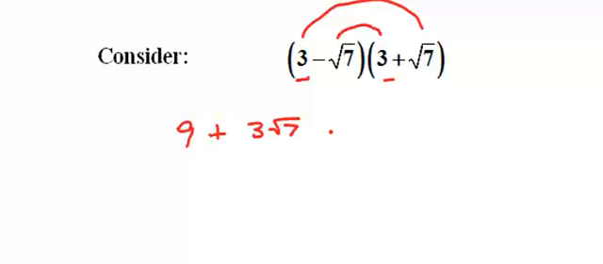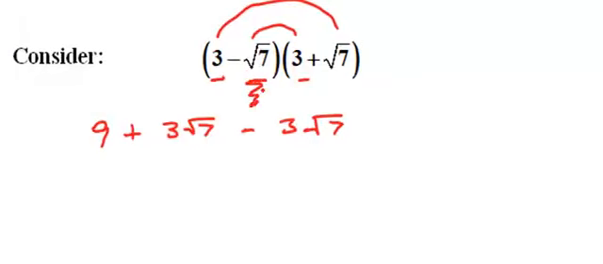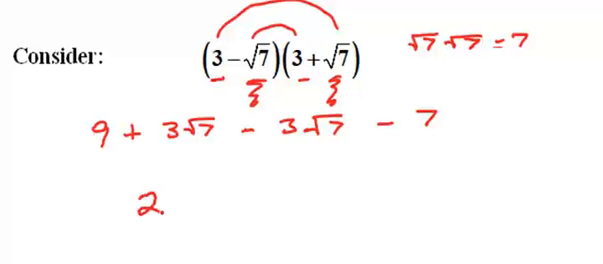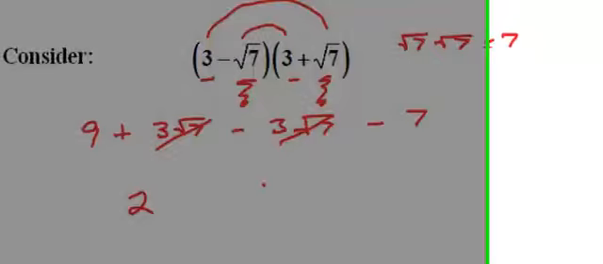Inner times inner, well, we get a negative. And we get 3 times the square root of 7. Last times the last, positive times a negative is negative. And the square root of 7 times the square root of 7 is 7. Combining like terms, well, 9 minus 7 is 2. And 3 square root of 7 minus 3 square root of 7 is 0. Interesting, we have no radicals.